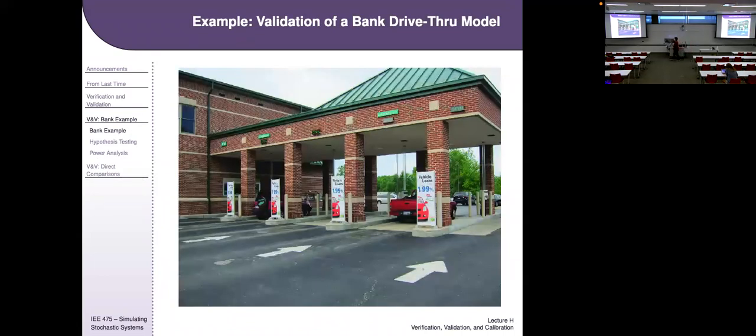All right, so this is an example that I'll start for a couple of minutes and then we'll pick up next time, where we're going to get an opportunity to use some statistical tests and a power analysis that get us closer to what you're doing in part 2 of the homework. The setup here is that we're modeling a bank. This is a drive-through with a bunch of bank tellers. There is an inside of the bank as well, but we're focusing just on the drive-through.